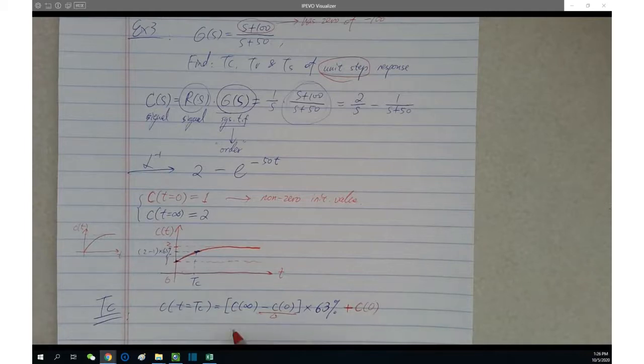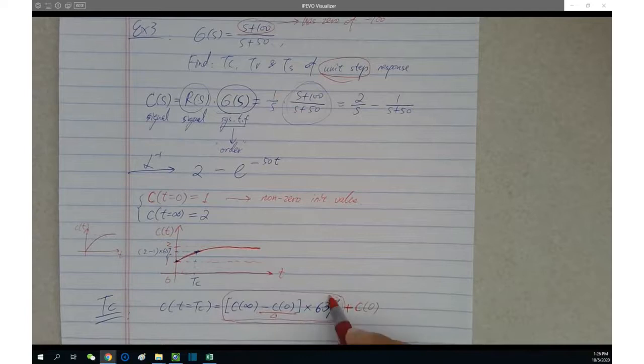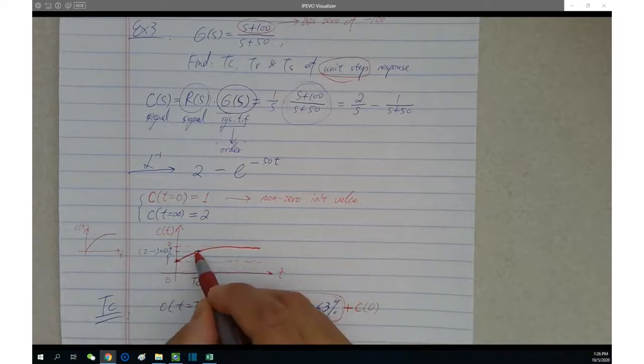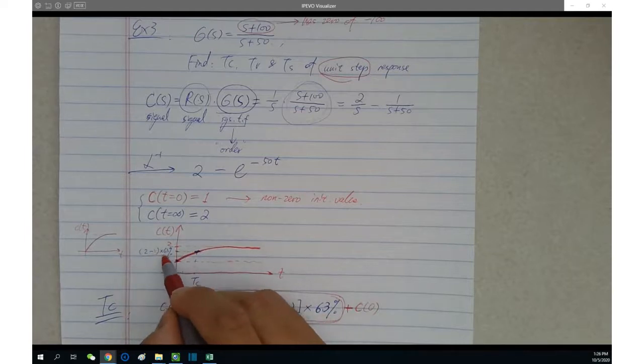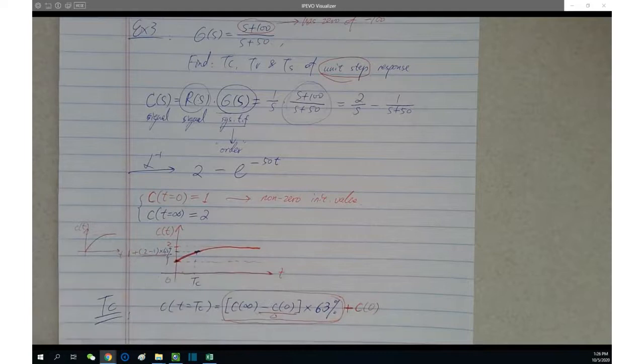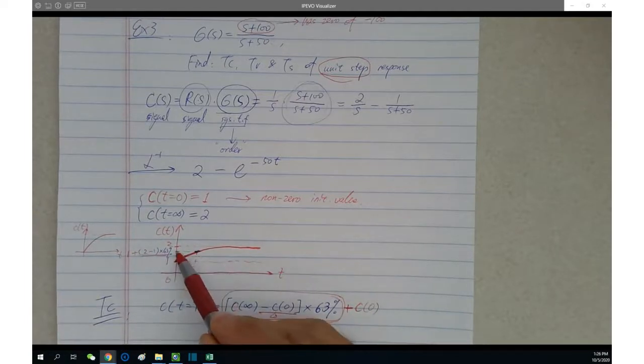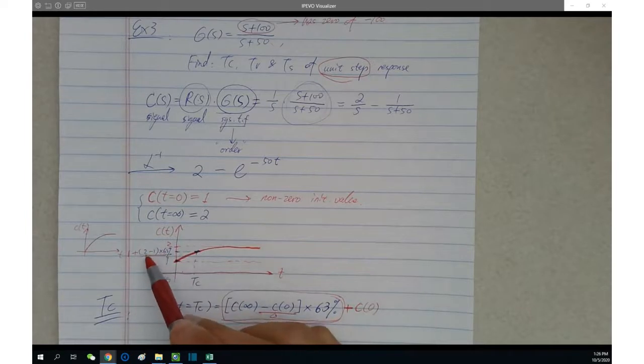I said this part is meaning what? Meaning you raise from here up to here. However, your value here is not equal to that. You need to add the initial value 1, right? The value here is not 2 minus 1 times 63%. You need to still add up the initial value here.